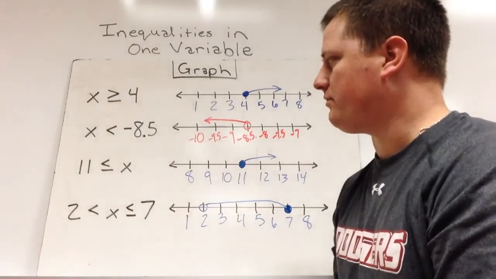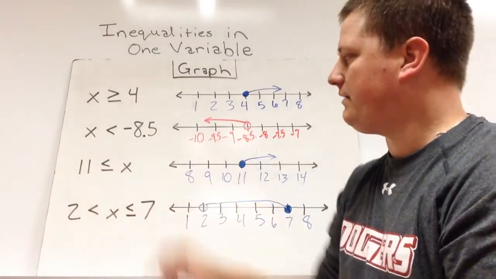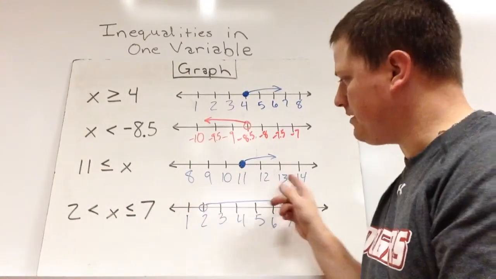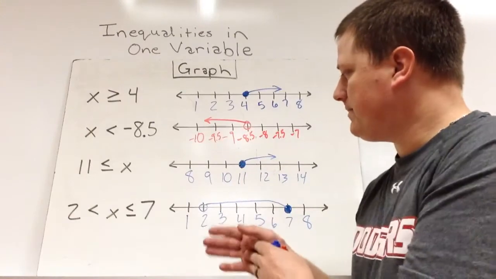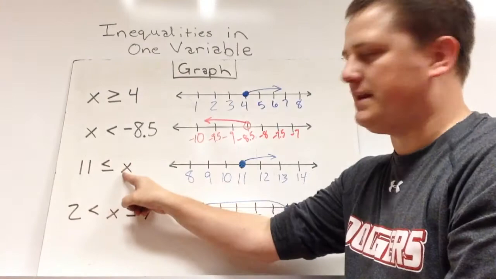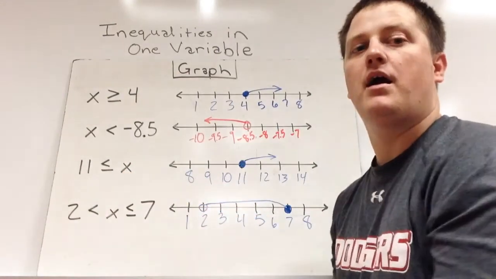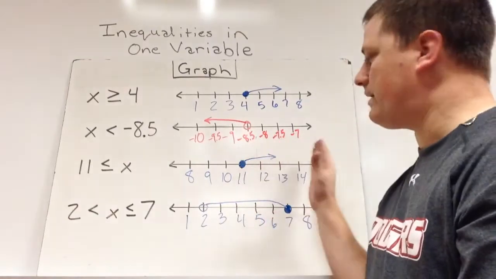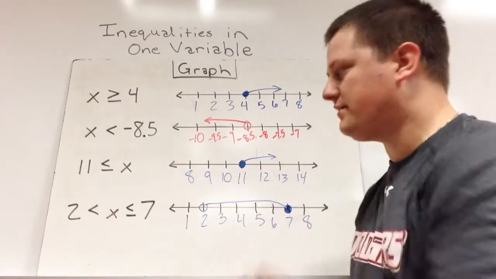The third one here, 11 is less than or equal to x, so we want an open or a closed circle. Numbers already down, 11 in the middle, closed circle at 11, and then this is saying 11 is smaller than x, meaning x is bigger. So our x's are the numbers that we want, and those are represented by our arrow. We want the right side.